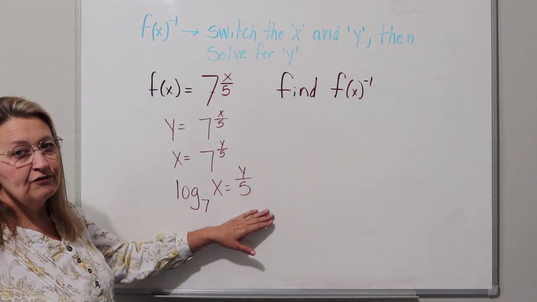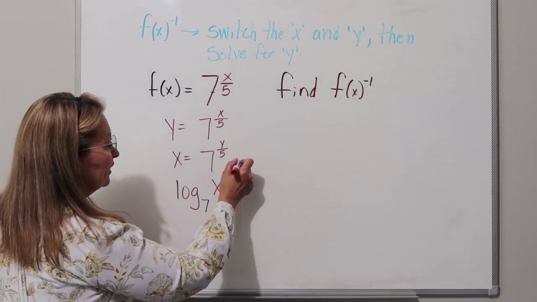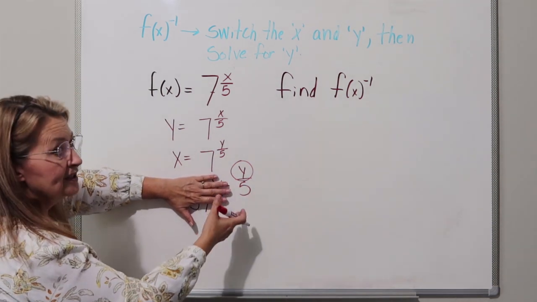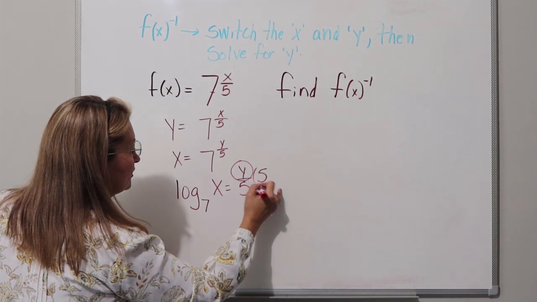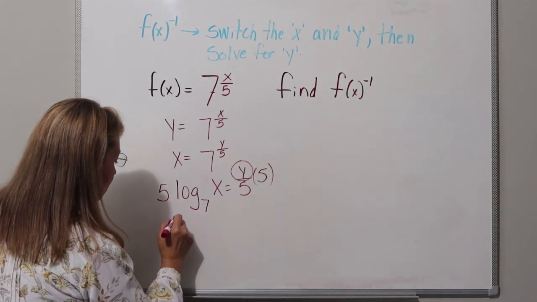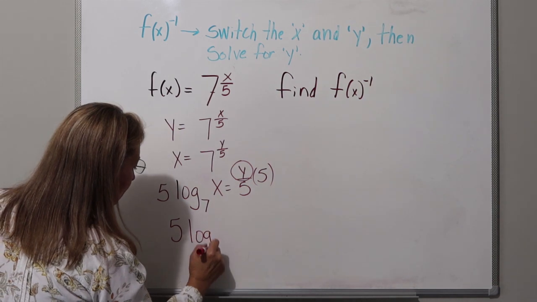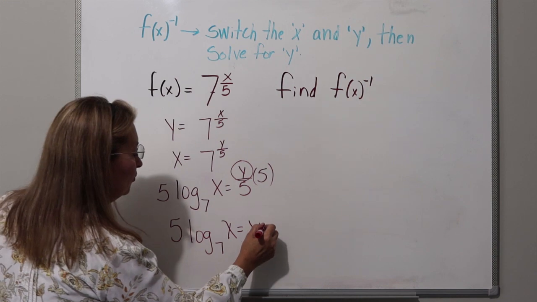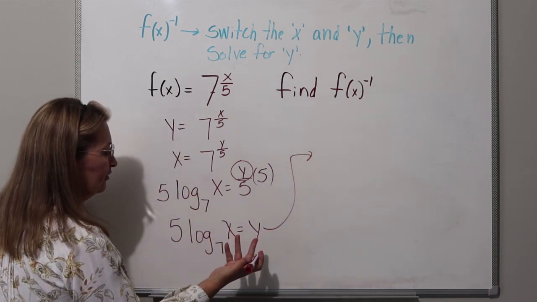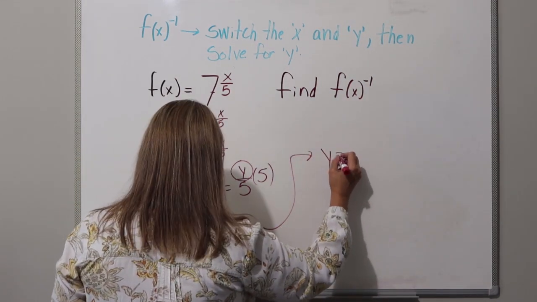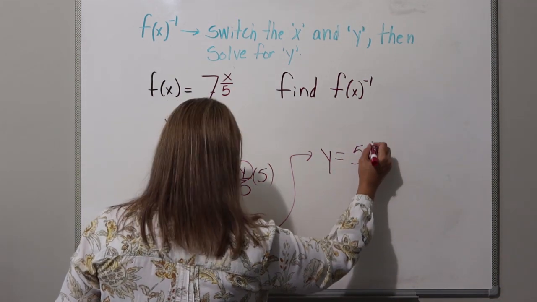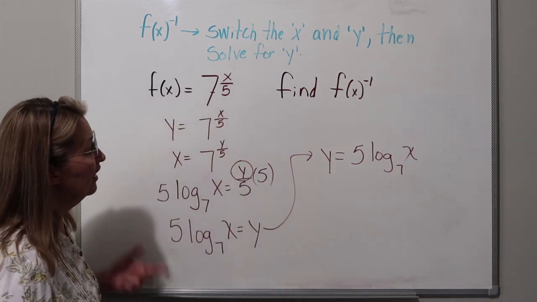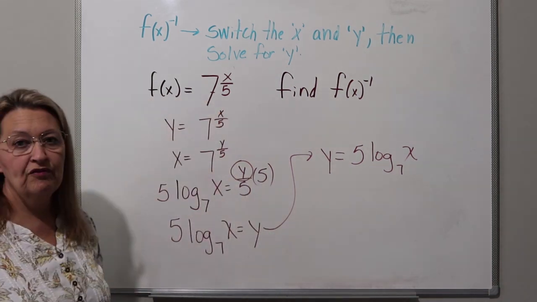Now, once you have it in this format, remember, your goal is to get the y all by itself. Well, what's been attached to the y now is the 5. So all you're going to do is multiply both sides by 5. So now we have 5 log base 7 of x is equal to y. And then once again, you're going to want to reflect that so that it says y is equal to 5 log base 7 of x. And that's how you find the inverse function of something with a fractional exponent.